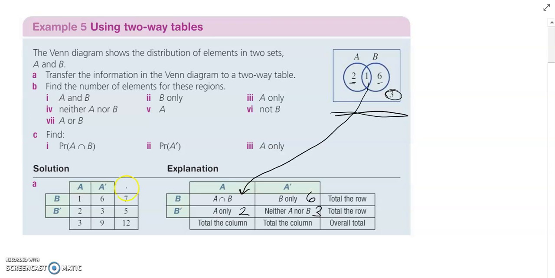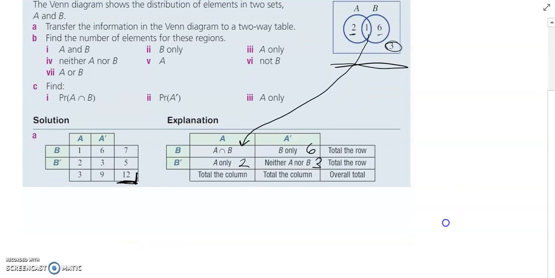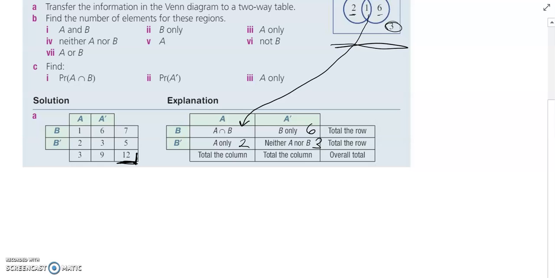On the outside of our table, we like to total everything up. This 12 here is the total of all of our numbers. If we add 1 and 6, we get 7. 7 plus 5 will give us 12, and same down the bottom side. 1 plus 2 is 3, 6 plus 3 is 9, and then 3 plus 9 is 12. So our totals should all work out so that in the bottom right hand corner we have a total of everything. So that's part A.